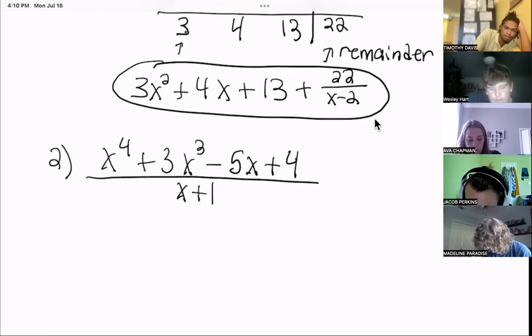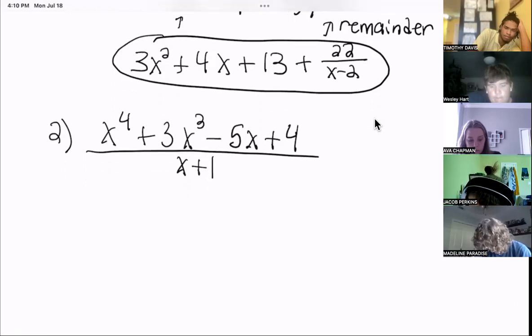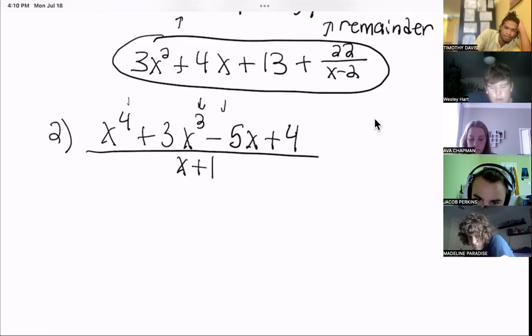Now we're still doing synthetic. You can do long division, but we're practicing synthetic. So what I do notice though, look at the polynomial. I have a 4th power, a 3rd power. I am missing the 2nd power. I have a 1st power. I have my no power. So when I write this, I'm going to have to put a 0 in for my x squared.